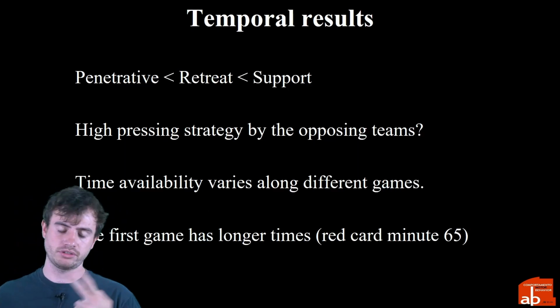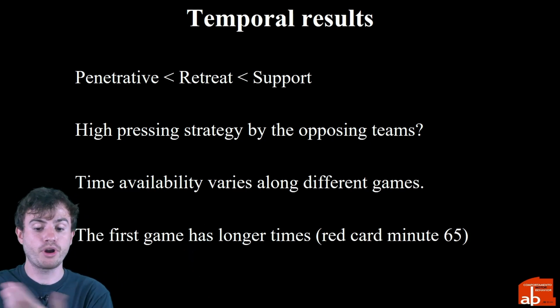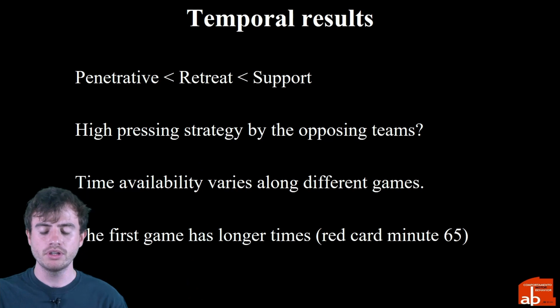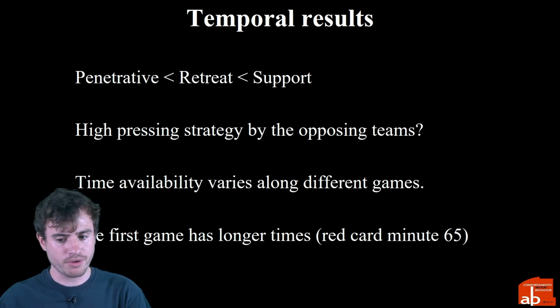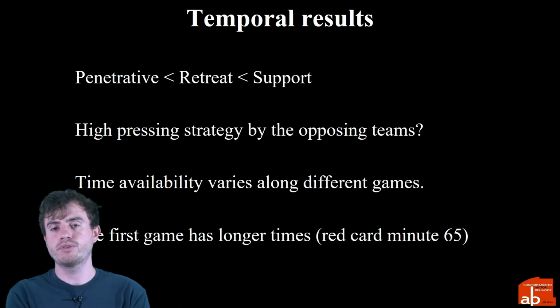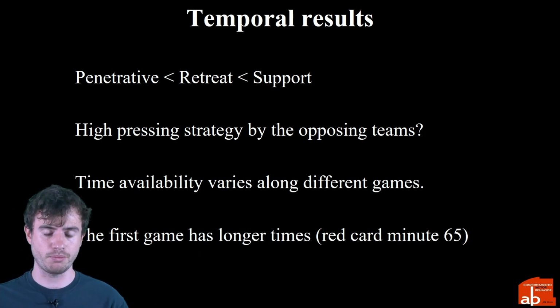We have two types of results: temporal results and spatial results. Temporal ones are related to how long the passes were available, and spatial to where the passes were available. So for temporal results, we find, as we were expecting, that penetrative passes were available for shorter time periods than the rest of the passes. This is because they were probably generating more threat for the opposing team.